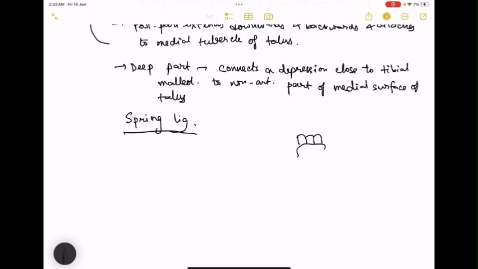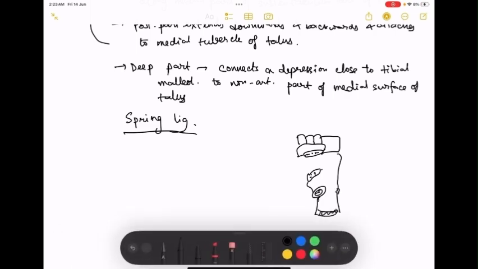Anyways, these are the bones. These are the articular surfaces of the bones. Here we have another bone, some articular surfaces, some cartilages. Now, whatever ligaments are there, we will show with green. This whole part is actually the ligament, the spring ligament.